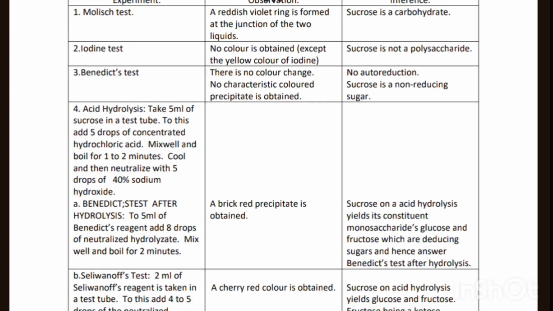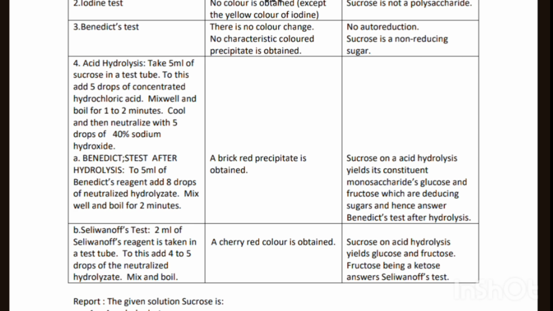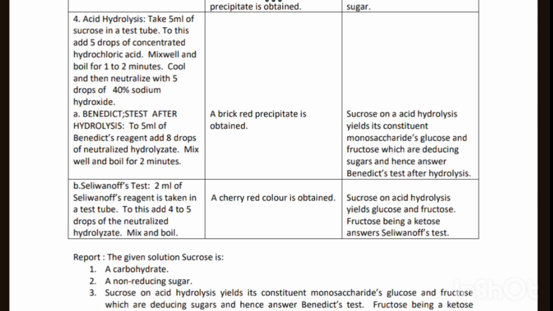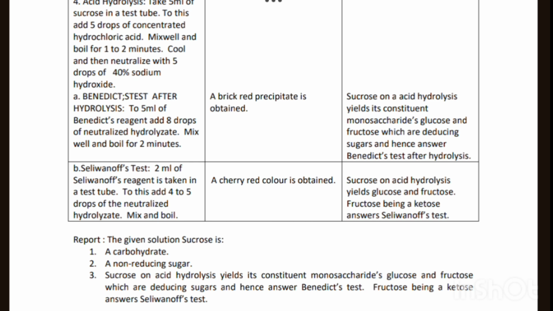Take 5 ml of sucrose, add 5 drops of concentrated HCl, mix well, boil, and then cool, neutralize with 5 drops of 40% sodium hydroxide. Then you'll do Benedict's test after hydrolysis. Again, you'll follow the procedure for Benedict's test. Then you'll get a brick red precipitate.